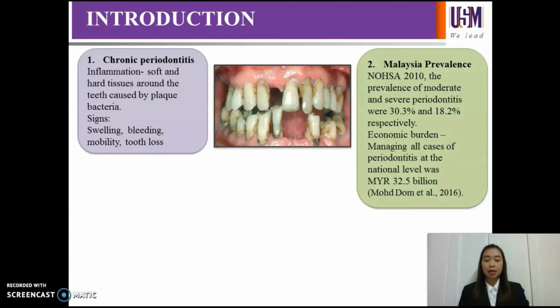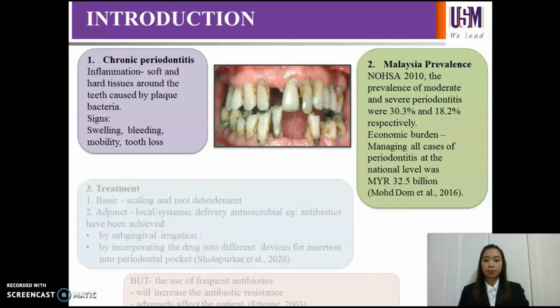Malaysia prevalence. Based on NOSHA 2010, the prevalence of moderate and severe periodontitis were 30.3% and 18.2% respectively, and this disease caused economic burdens.